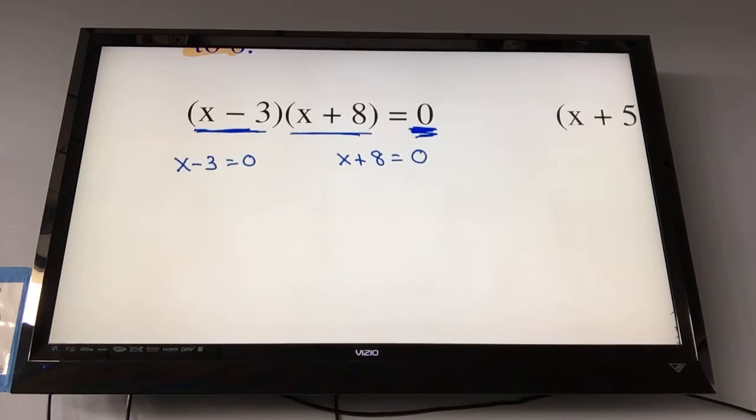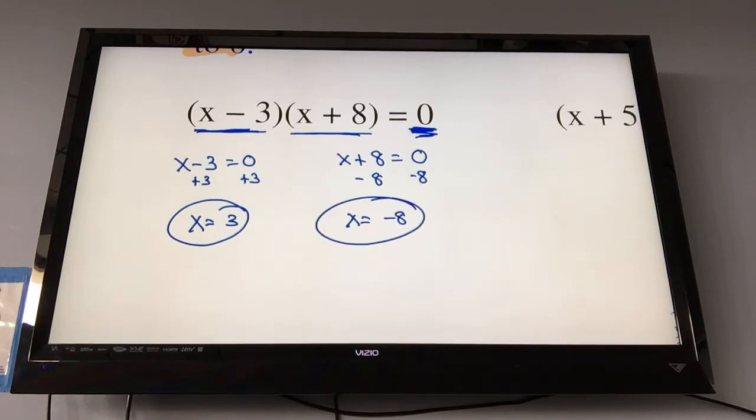And then we take those two equations and we solve them like we did, I don't know, 2 units ago. Add 3. So x is 3. And subtract 8. And x is negative 8. So those are my two solutions. Positive 3 and negative 8.